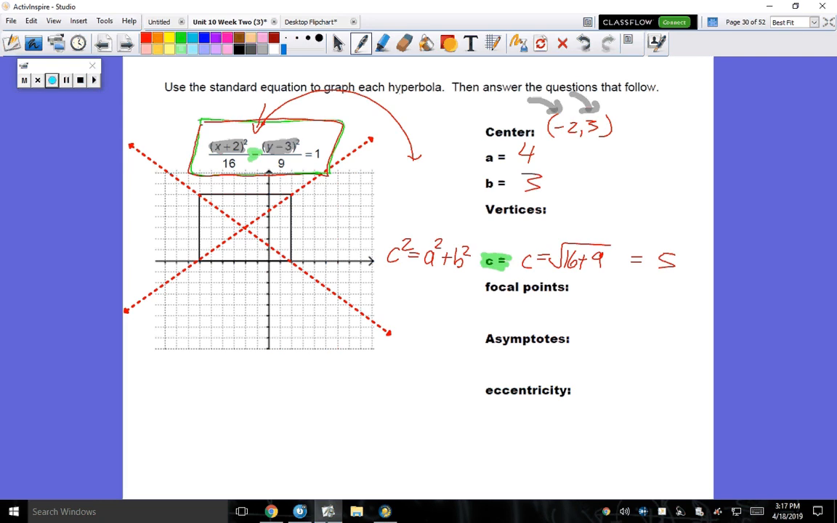Why did you say we were adding? Because the equation you use to solve for C with a hyperbola is, we know the standard form is subtraction, and a good way to remember is it's just going to be the opposite. You're going to add over here. Okay? Now, 5 is this jump that'll get me from something to the foci.